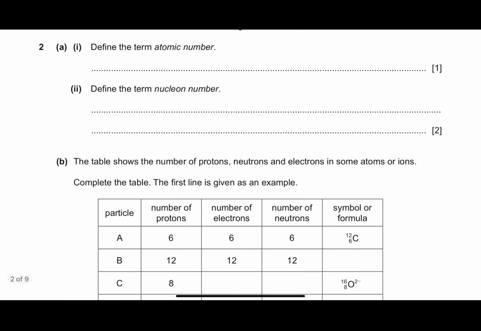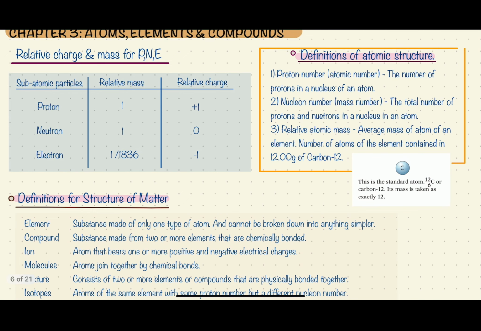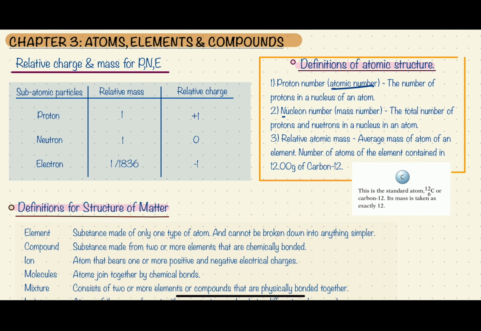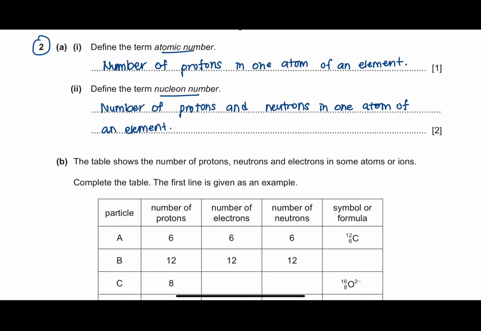Now this is a question from May June 2016, question 2. They're asking you to define the atomic number and the nucleon number. Again, the definitions of atomic number and nucleon number can be obtained from the notes that I have uploaded, so please memorize the definitions accordingly. Atomic number can be defined as the number of protons in one atom of an element, and nucleon number is similar to the previous question that we did, whereby protons and neutrons will be added up together.